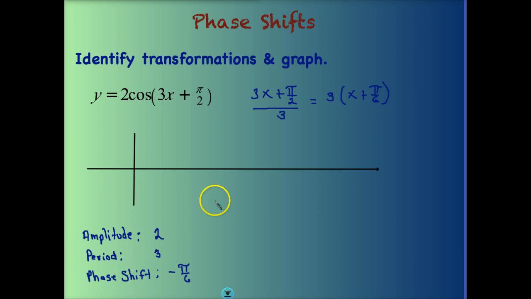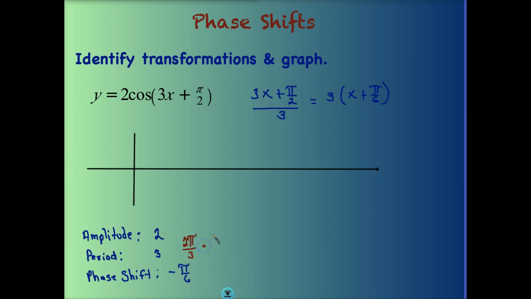Let's look at our periods. We're going to complete 3 whole periods in 2 pi. So how long will it take for us to complete 1 period? Well, if we take 2 pi divided by 3, that's how long it's going to take us to complete 1 period, 1 cycle.